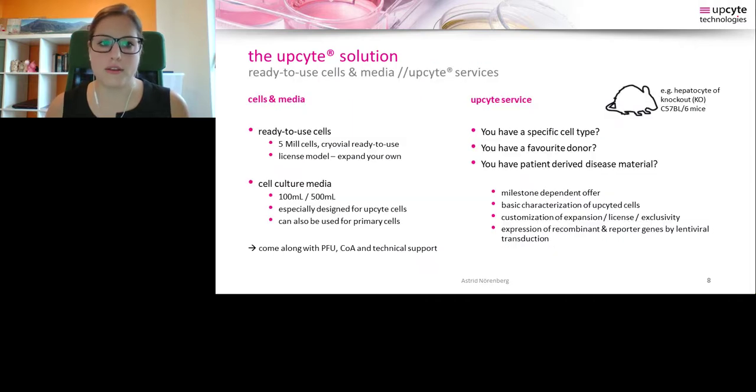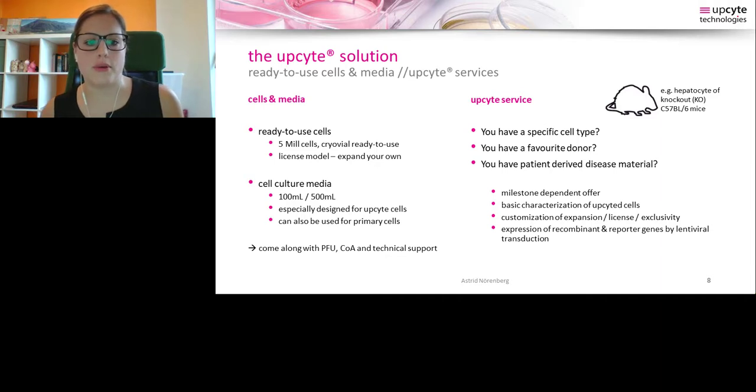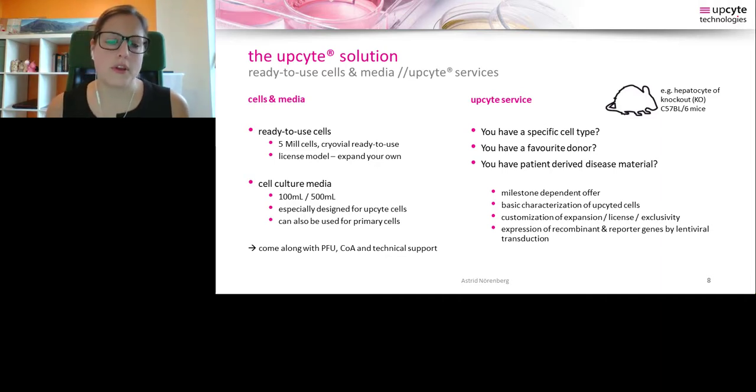So as a summary, what we offer, on one side, we have the ready-to-use cells. They come in 5 million cells per cryovial. We also have a license model if you want to expand your own, to come along with cell culture media, which is specially designed for our cells, but you can also use primary cells. We have a lot of customers who are actually using primary hepatocytes, but using our media.